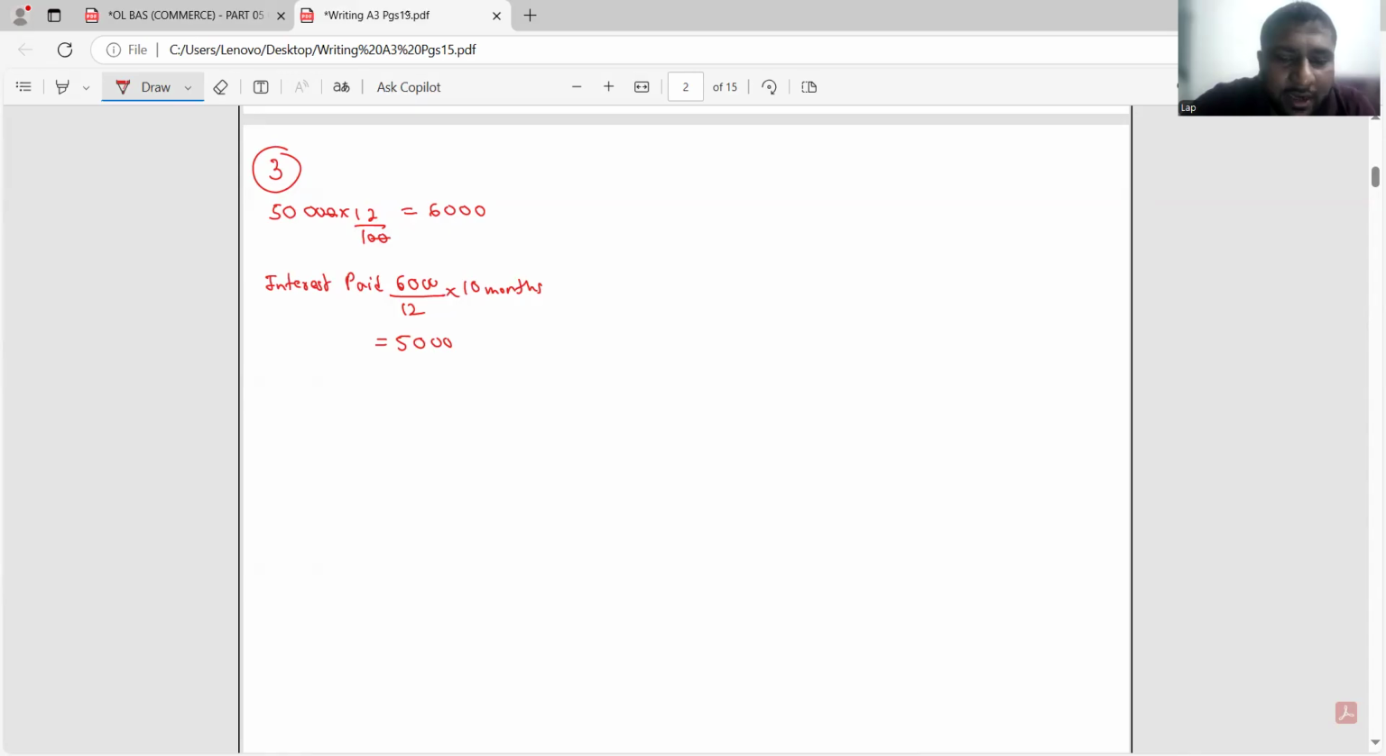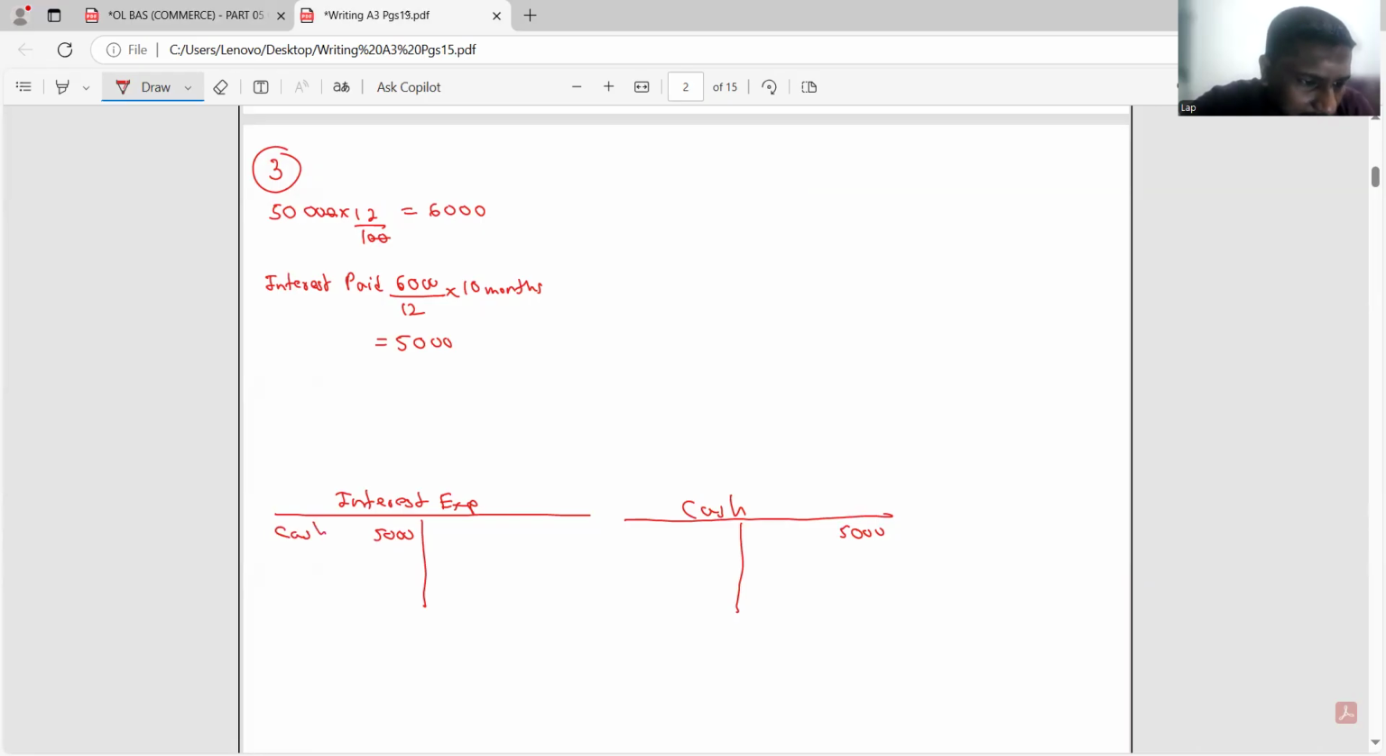So we'll record the interest paid bill. It's simple. Here you have the interest expense account. Here you have the cash account. Cash account credit 5,000. Interest expense account debit 5,000. Here you can write cash. Here you can write interest expense.